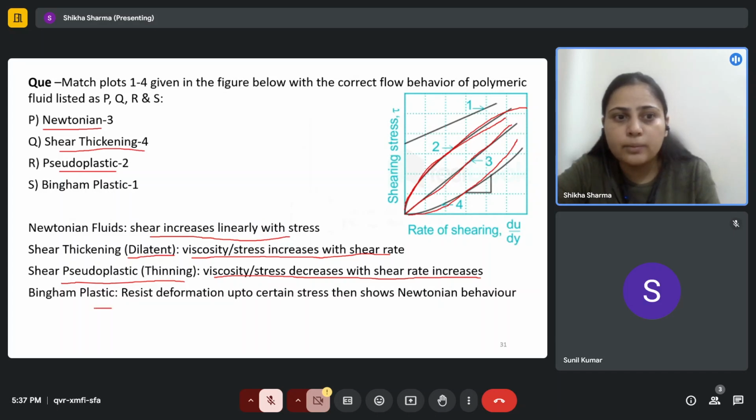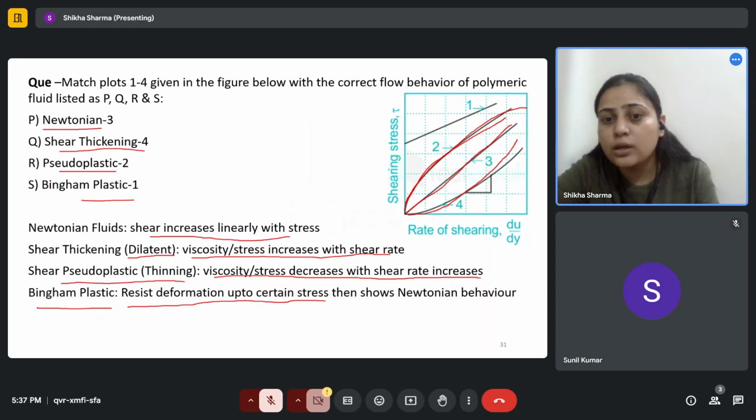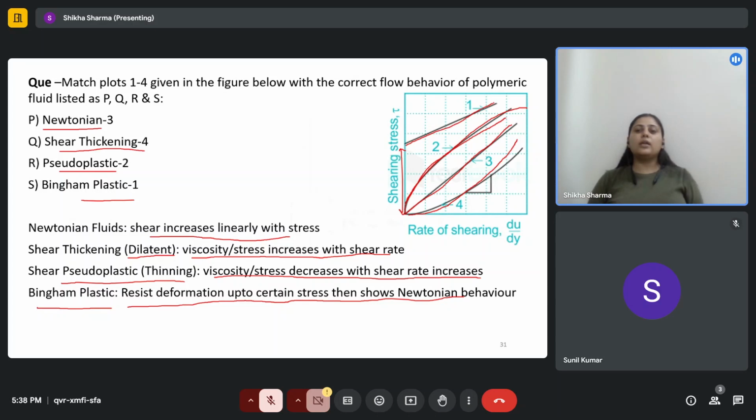And last is the Bingham plastic, which is line number 1. First there is resistance to deformation up to a certain stress, which is the yield stress, and then it shows Newtonian behavior. After the yield stress, the stress will be linearly related to the strain, so it behaves like a Newtonian fluid.